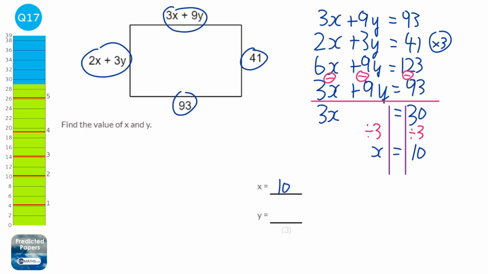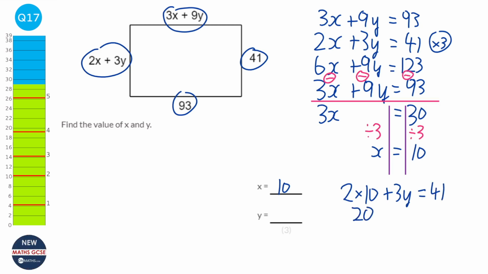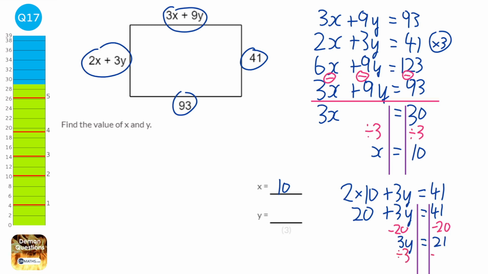So I'm just going to pick one of the equations. I can pick the 2x plus 3y equals 41, and just substitute the value of x in. So 2 times 10, plus 3y equals 41. So it would be 20 plus 3y equals 41. Get my solving lines in. And we're going to take away 20 both sides. So we've got 3y equals 21. And then we're going to divide by 3 both sides. So y equals 7. So we've got x equals 10, y equals 7.